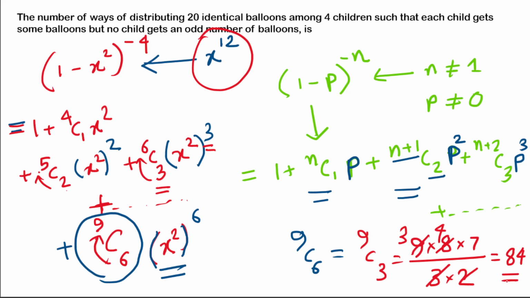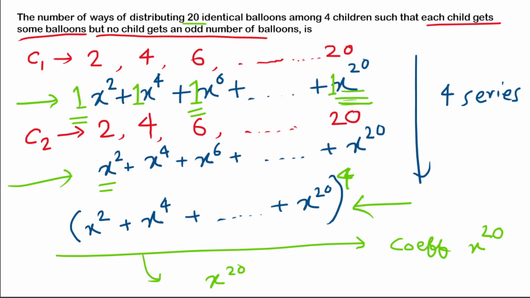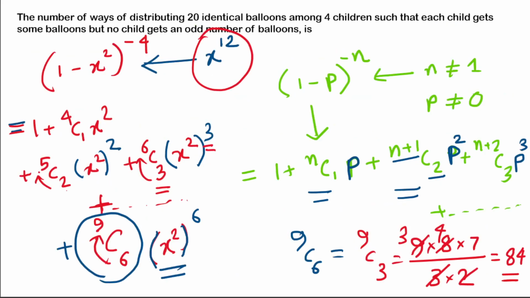Just to reiterate what we did, let us go back. First, we expressed this for each child as a series: we have written x square, x to the power 4, x to the power 6 till x to the power 20. Then we multiplied those four series and tried to find the coefficient of x to the power 20 there. This is the first concept, and the second concept is this expansion. I would recommend you watch this video one or two more times and the whole thing will make sense to you. This way you can solve a lot of problems of a similar kind.